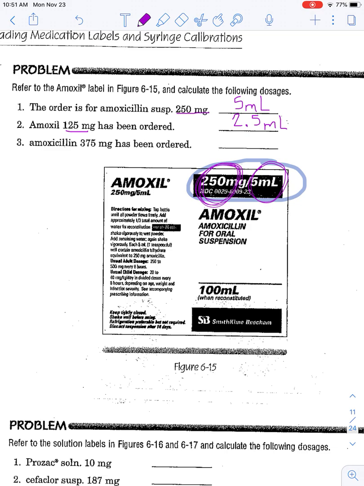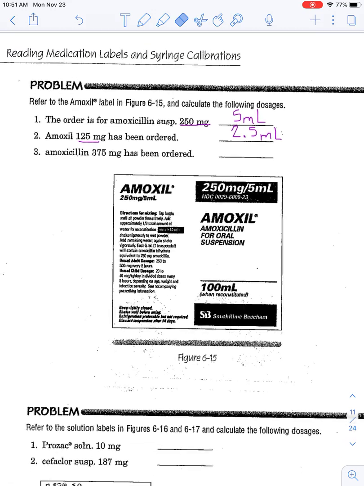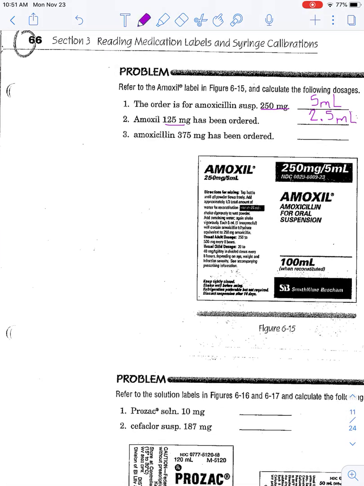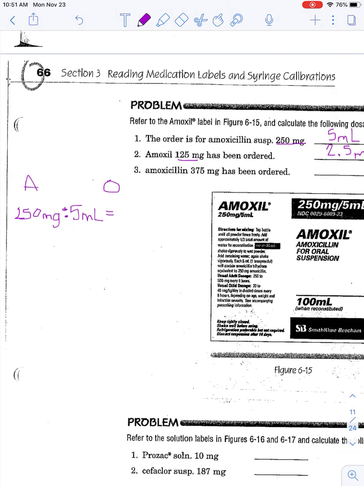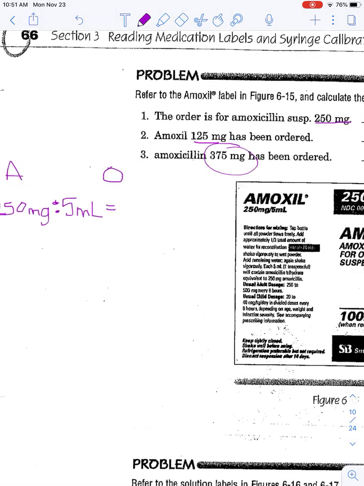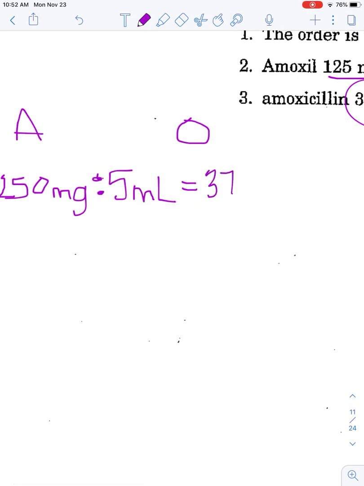So the next one may not be easy to do in our heads, so we're going to set it up like a nursing school would do. And we do it the same way. It's available versus the order. And we know that it's available from the label, that it's available as 250. I'm going to zoom this in a little bit so I can write it better. 250 milligrams for every 5 milliliters of solution. And our order is 375 milligrams, but we don't know how many milliliters that's going to be.